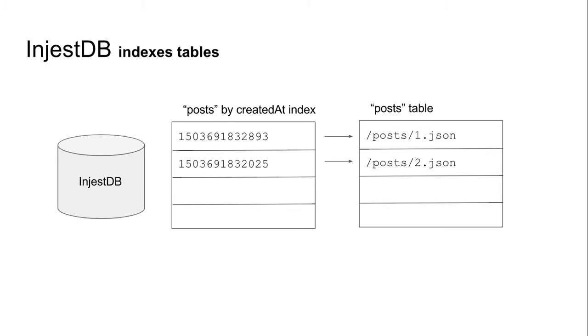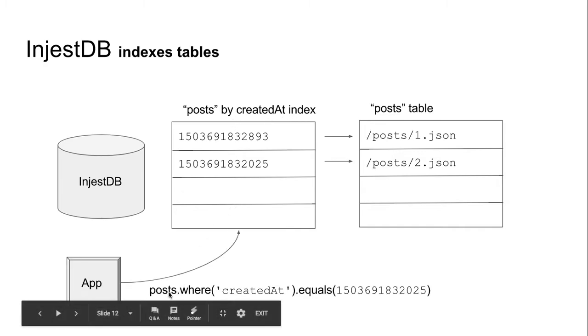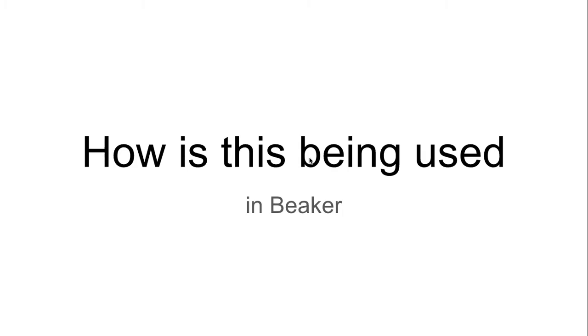In addition to keeping a table, it also maintains multiple different indexes. So an example would be for the posts that it might have a createdAt index so that you could have an application write a query like this, posts.whereCreatedAt equals some number. That number would be found here and result in the posts/2.json record. InjestDB lets you specify arbitrarily as many index attributes as you like. So that's a pretty small but comprehensive enough overview of what InjestDB is and how it works.